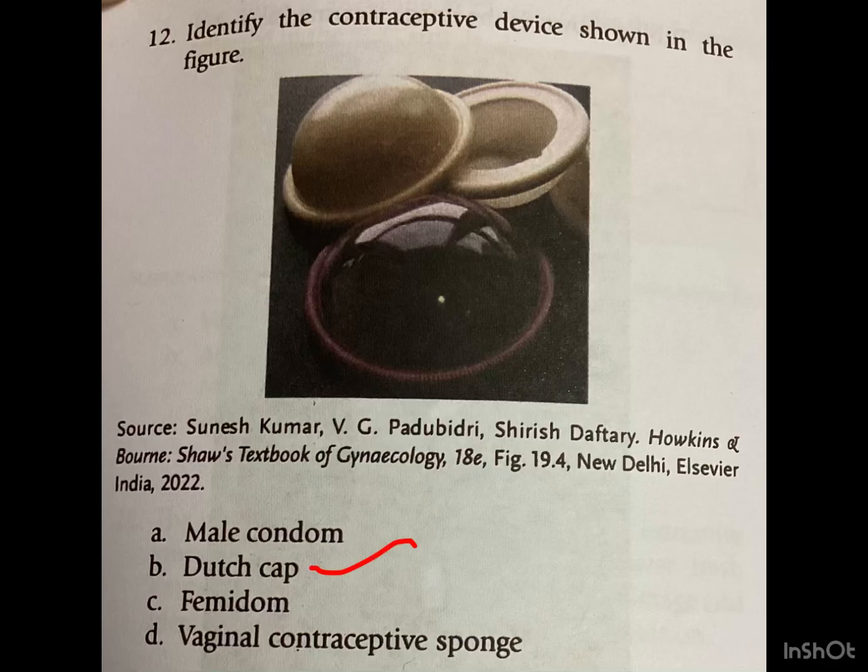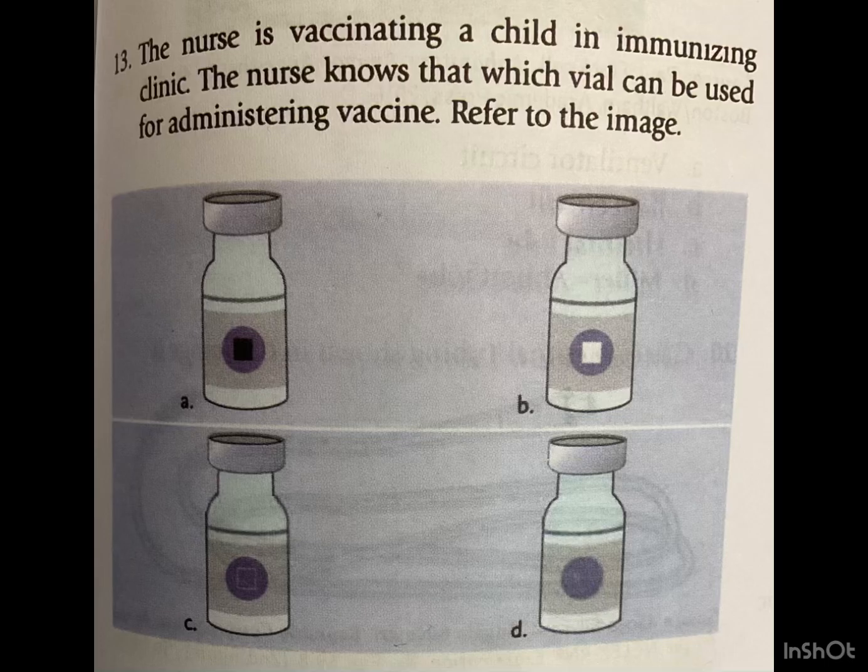Question number 13. The nurse is vaccinating a child in the immunizing clinic. The nurse knows that which vial can be used for administering vaccine. Refer to the image. A, B, C, or D? Yes, the correct answer is option B. Now moving to the next question.